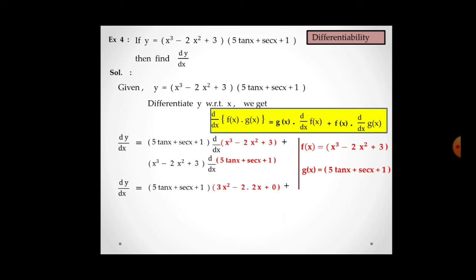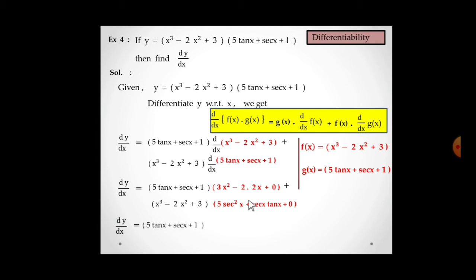So next go for plus x cube minus 2x square plus 3 as it is. So now write the derivative of this trigonometric function, that is the bracket function, 5 tan x plus secant x plus 1. Now 5 as it is, tan x derivative is secant square x, plus secant x derivative is secant x into tan x, plus 1 derivative is 0. So next, rewriting this function.